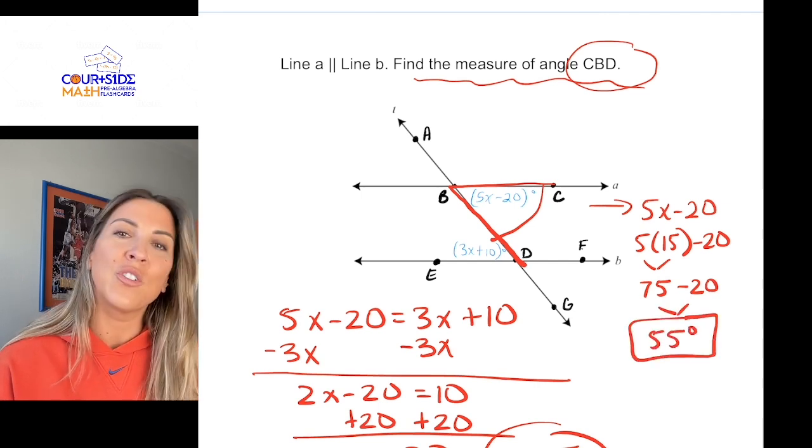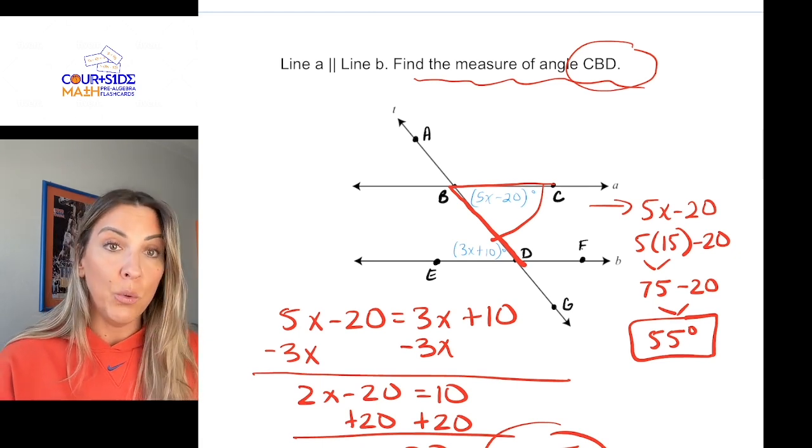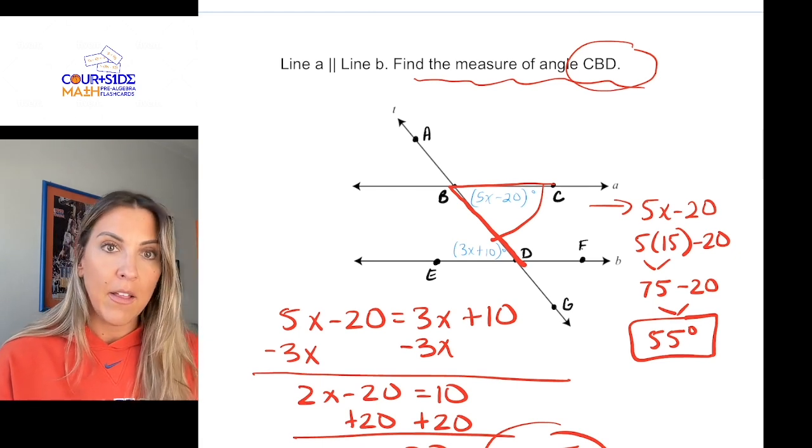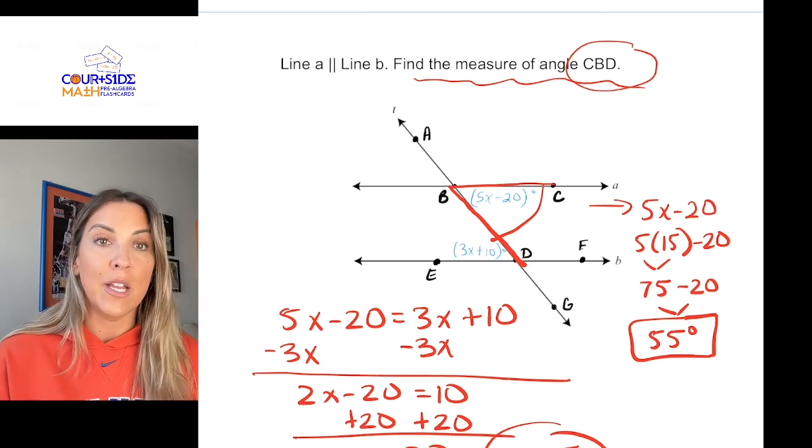And you always want to make sure your answer makes sense too. So when I look back at the diagram, if it's 55 degrees, it better be an acute angle, right? So it's not drawn to scale. I can't get out my protractor and measure it, but it does look like an acute angle. So at least I know my answer does make some sense.